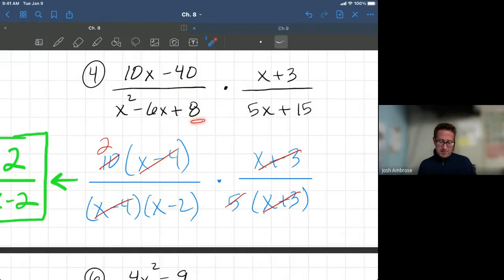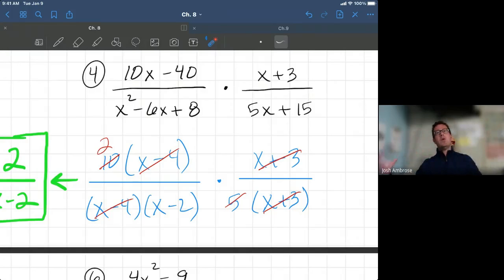Factors of 8 that can make 6. 4 and 2 make 6. X plus 3 can't go anywhere. Keep it. X plus 3. We will deal with it in just a sec. These guys both share a 5. Take the 5 out of both parts. That's how this 5 got right here. What's left over? Just an X. And then 15, when you take the 5 out, becomes a 3.